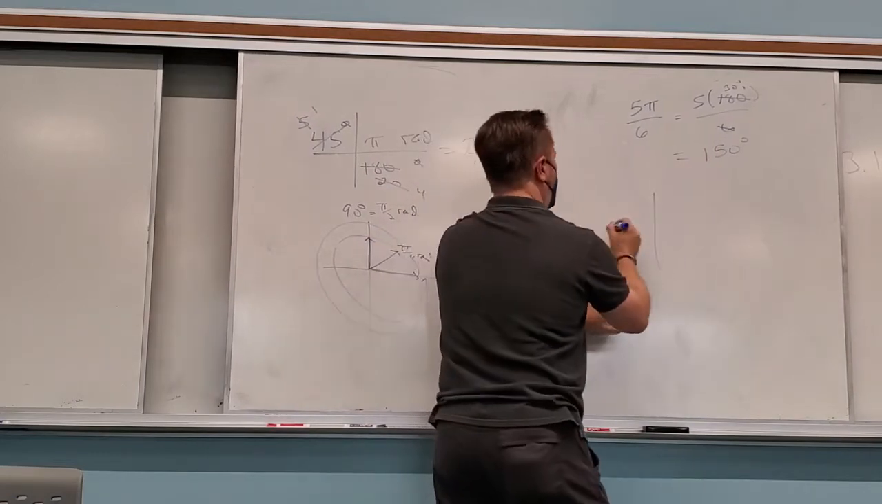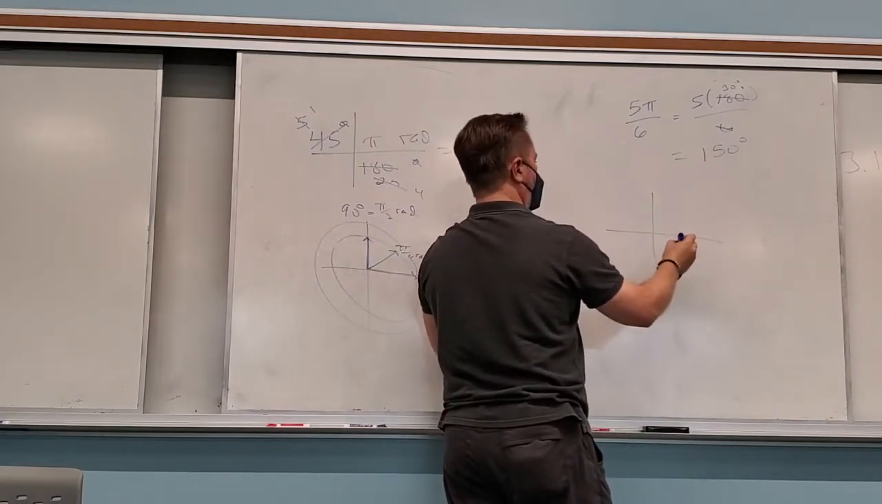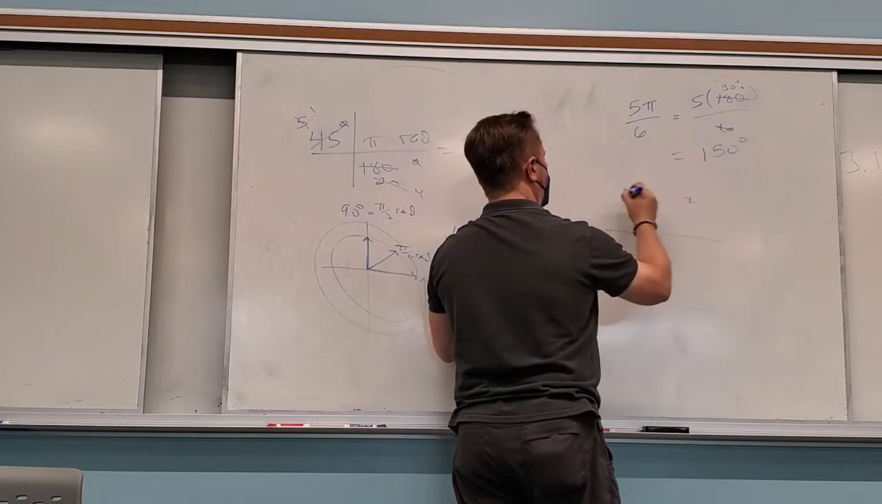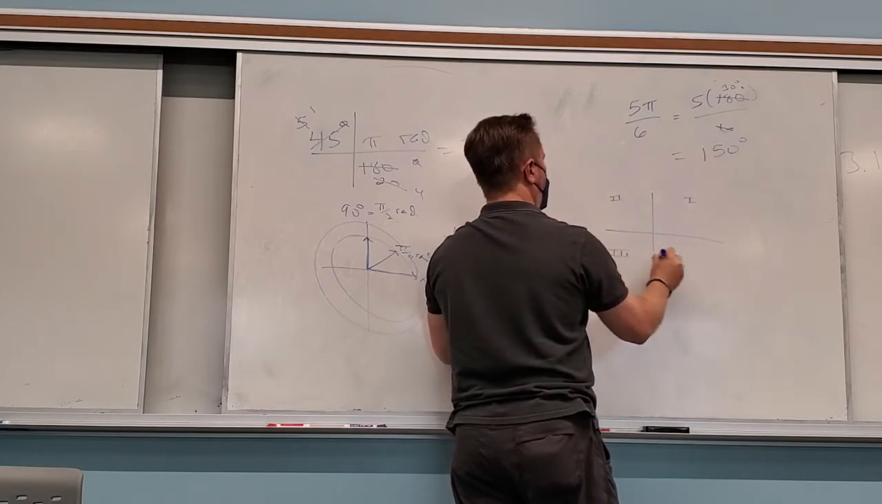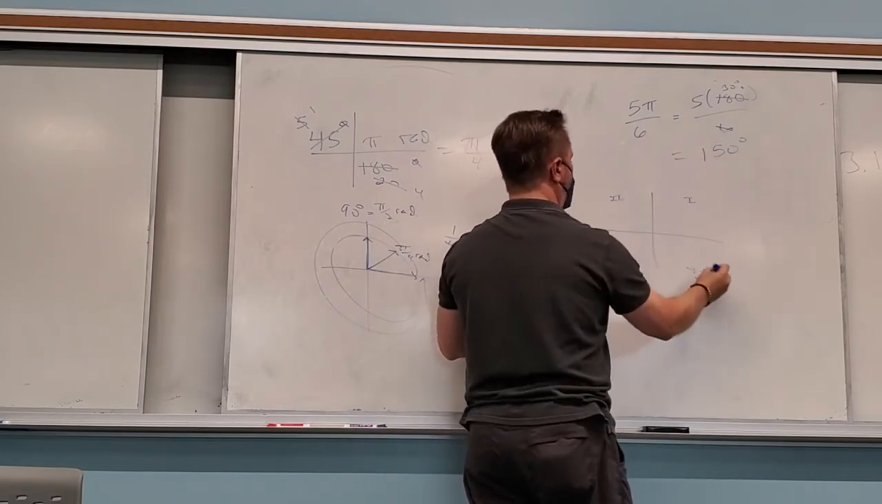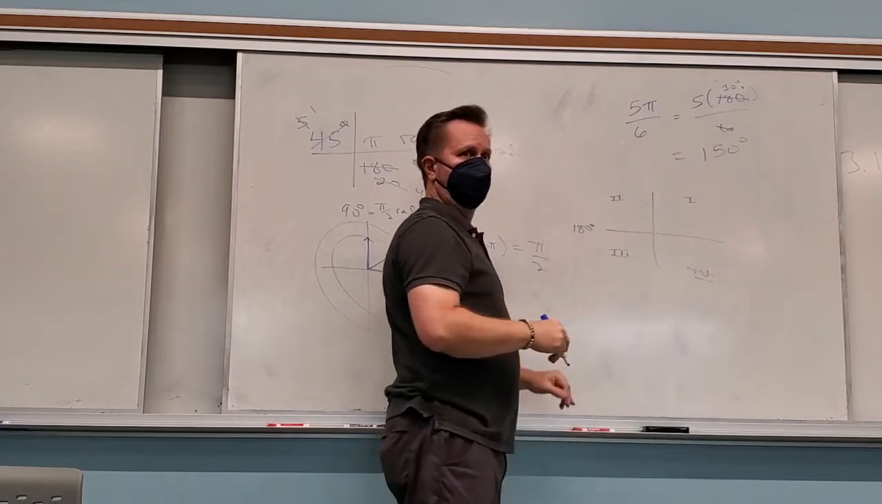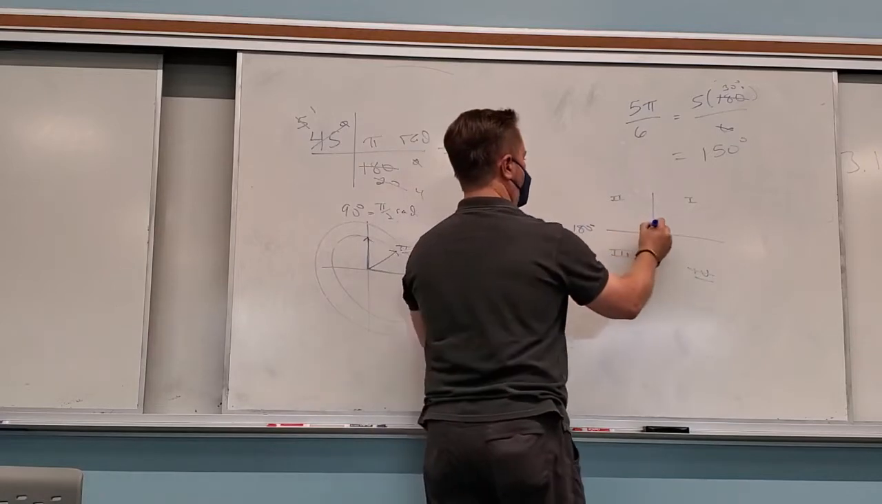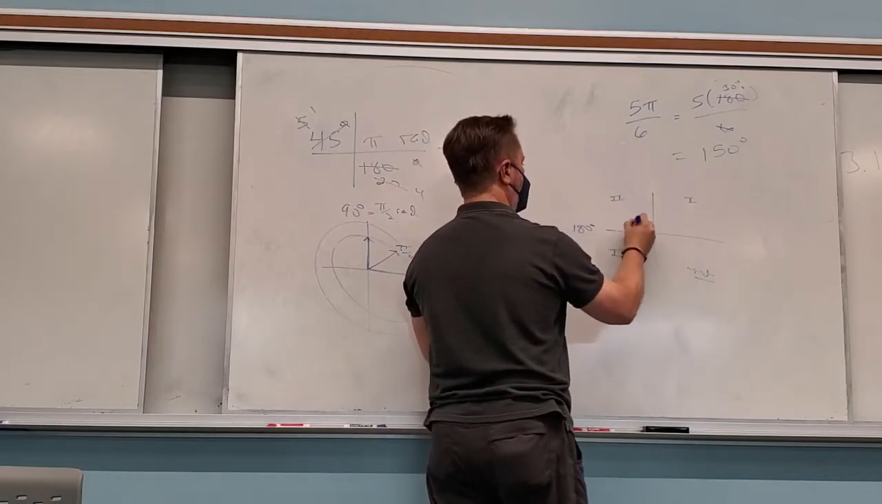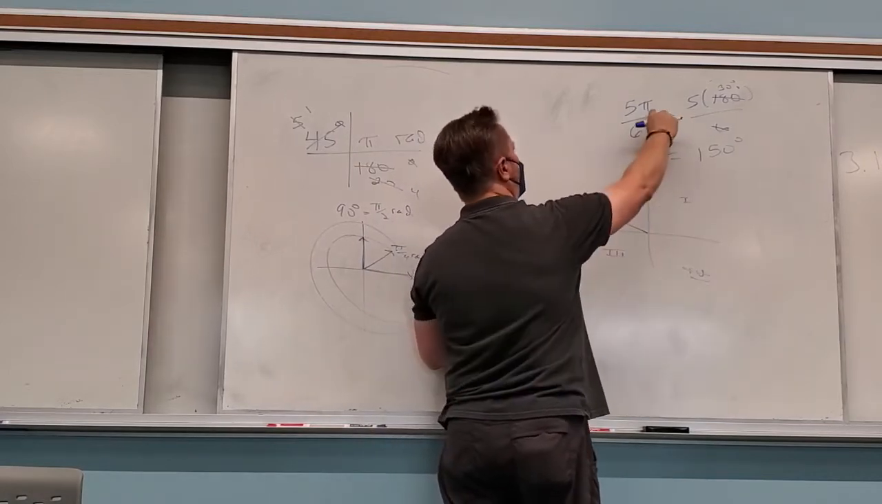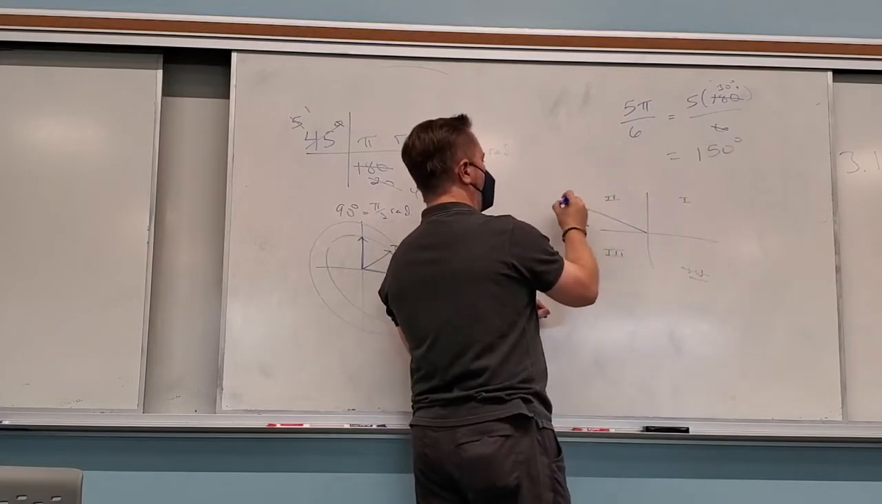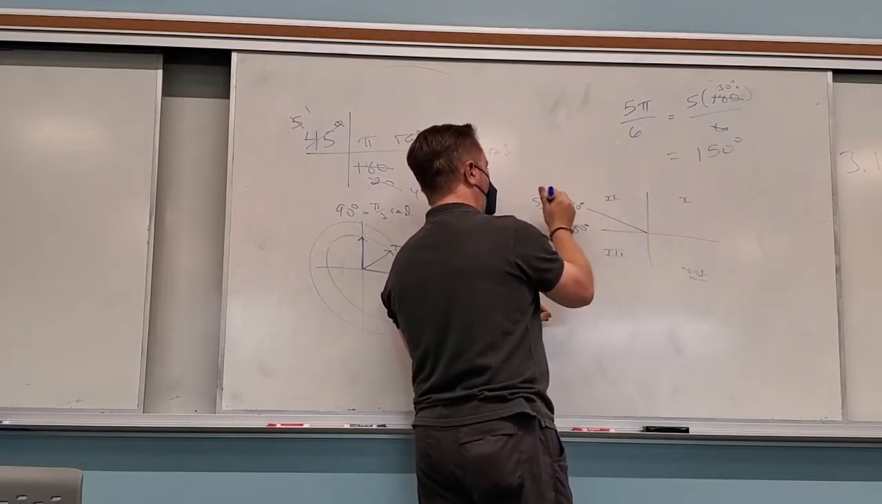Where would 150 degrees be? Which quadrant is 150 degrees? What's this? 180. So where's 150? The second quadrant? Yes. It'll be like 30 back from here, right? There's 150. So 5 pi over 6 is also right there because those are the same things.